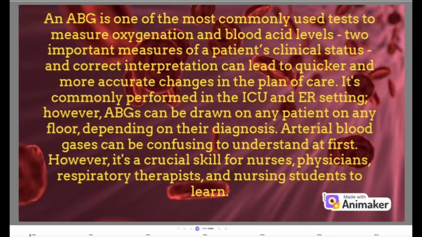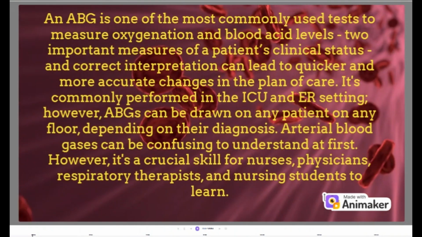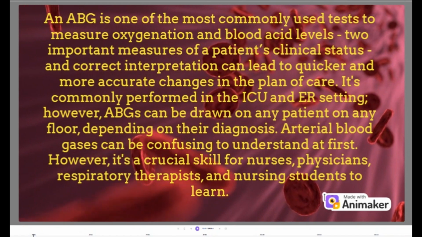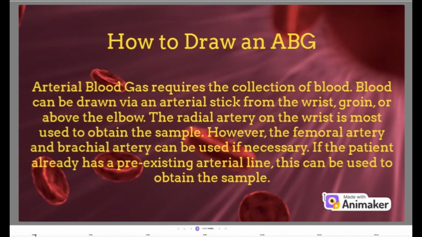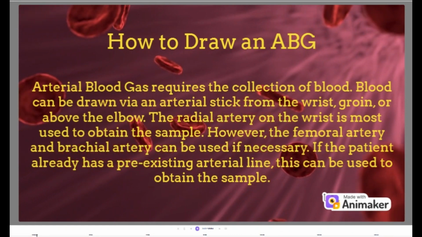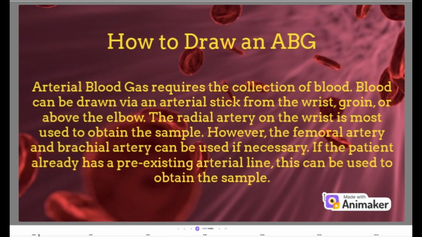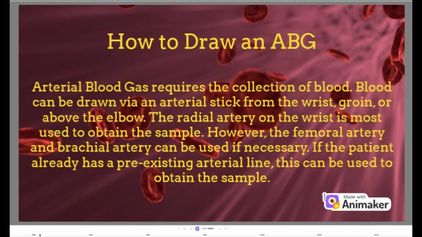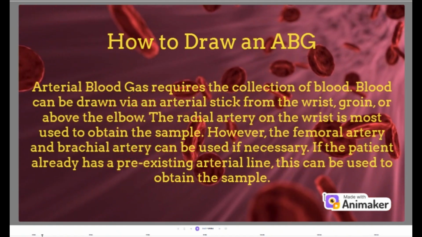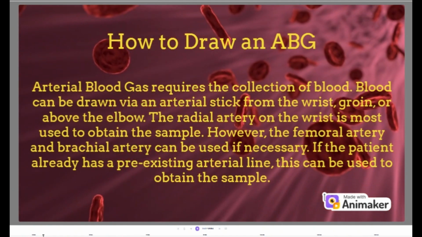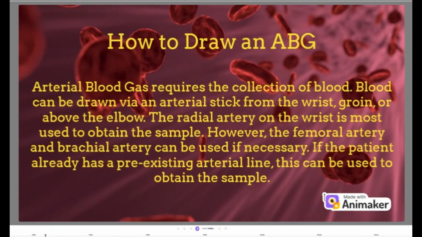Arterial blood gases can be confusing to understand at first. However, it's a crucial skill for nurses, physicians, respiratory therapists, and nursing students to learn how to draw an ABG. Arterial blood gas requires the collection of blood. Blood can be drawn via an arterial stick from the wrist, groin, or above the elbow. The radial artery on the wrist is most used to obtain the sample. However, the femoral artery and brachial artery can be used if necessary. If the patient already has a pre-existing arterial line, this can be used to obtain the sample.